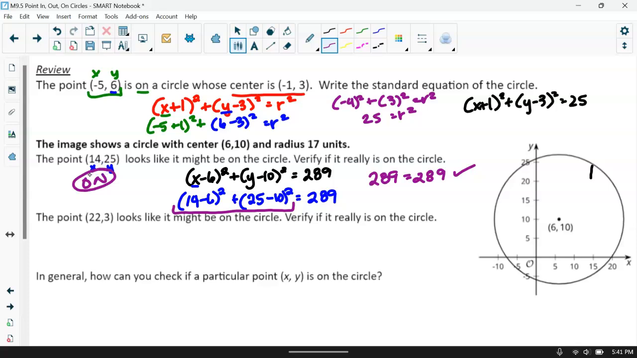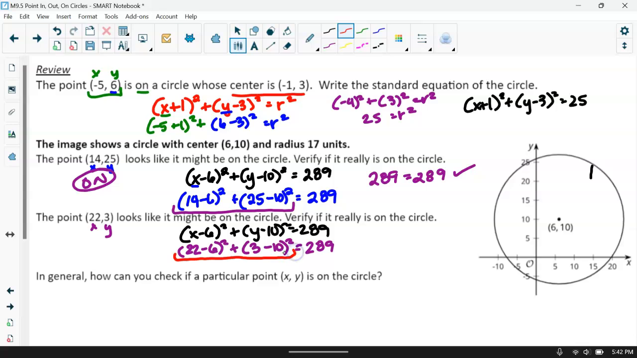So we'll do the same thing here. See how (22, 3) looks like it could be on the circle, but let's check. Same thing: (x - 6)² + (y - 10)² = 289. This is our circle. Now we're going to substitute x with 22, so (22 - 6)² plus y, which is 3, (3 - 10)². Again, we take our x coordinate for x and our y coordinate for y, and we simplify again to see, do we get 289?